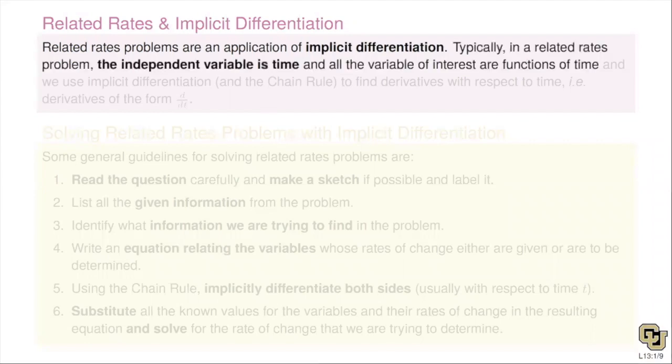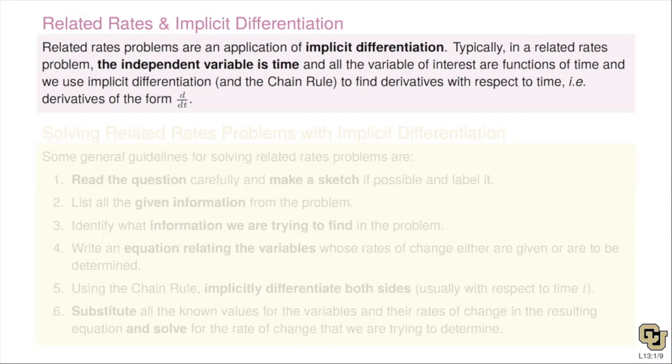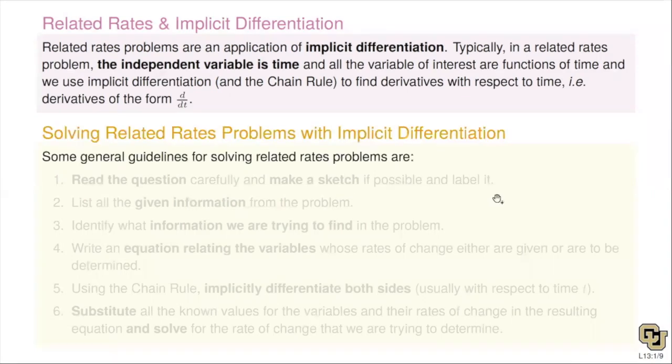In related rates problems, the independent variable is time, and all the other variables are functions of time. And typically, we're trying to find the rate of one of the variables, i.e. the time derivative of one of the variables. So typically we use implicit differentiation and the chain rule to find derivatives of the form d/dt, that is with respect to time. So the general guidelines for solving a related rates problem.